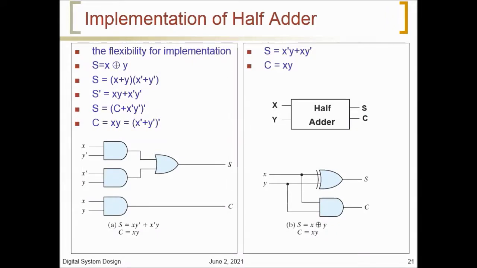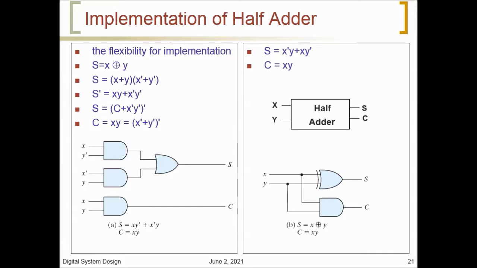The truth table for the half adder is listed in the previous slide, where the C output is 1 only when both inputs are 1. The S output represents the least significant bit of the sum. The simplified Boolean functions for the two outputs can be obtained directly from the truth table. The simplified sum of products expressions are S is equal to x complement y plus x y complement, and the carry is equal to xy.